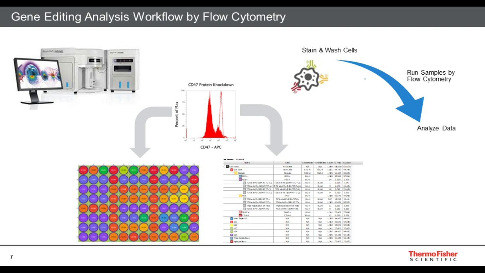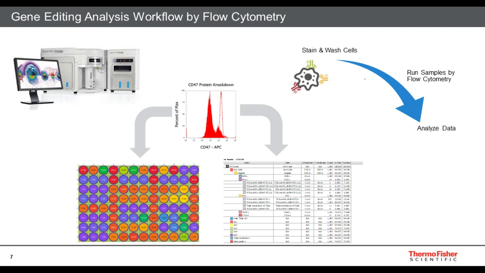And so here I've just highlighted an example of what this data would look like and how you would set up your experimental parameters. So in this case, I'm looking at a histogram overlay plot of a CD47 knockdown experiment. So in this case, I designed a guide RNA to target CD47.